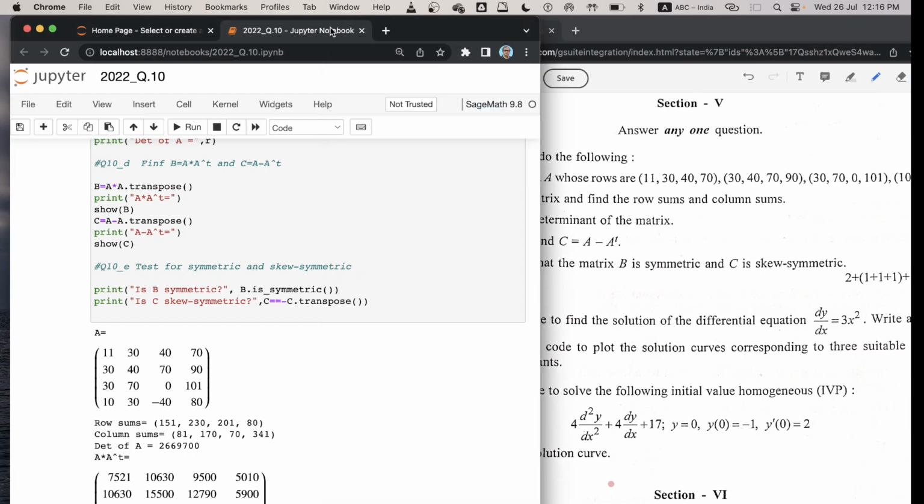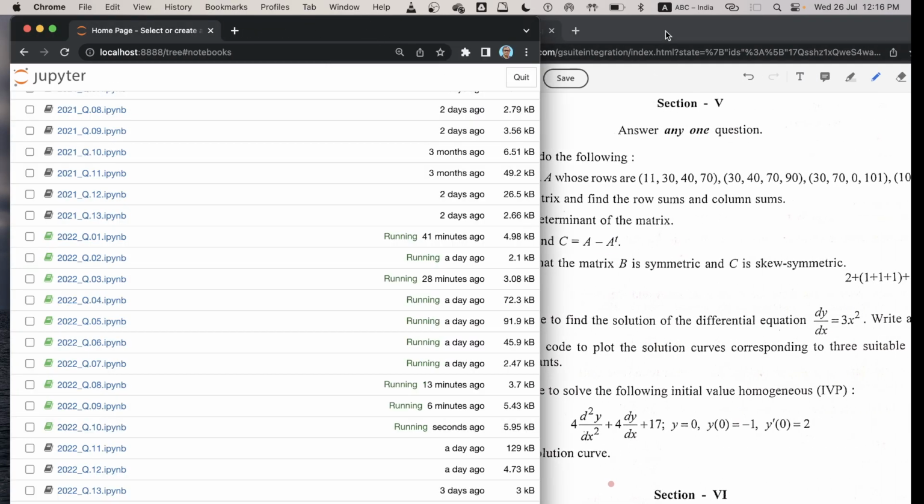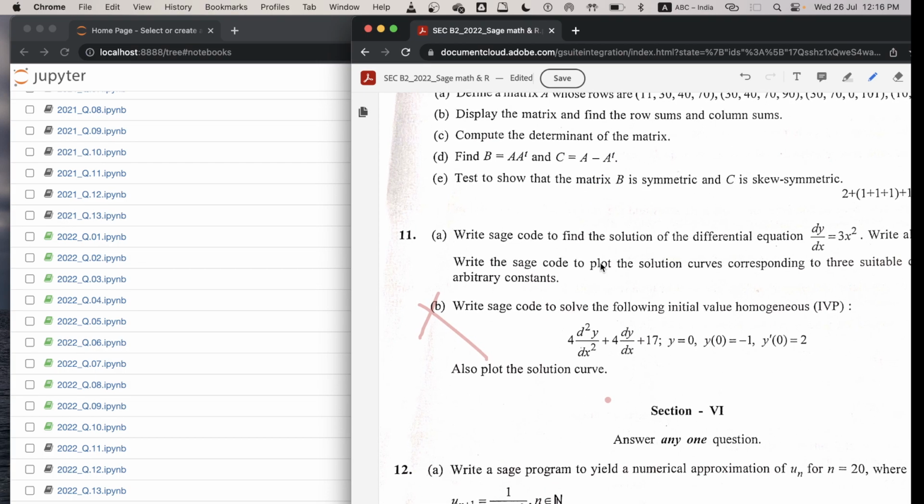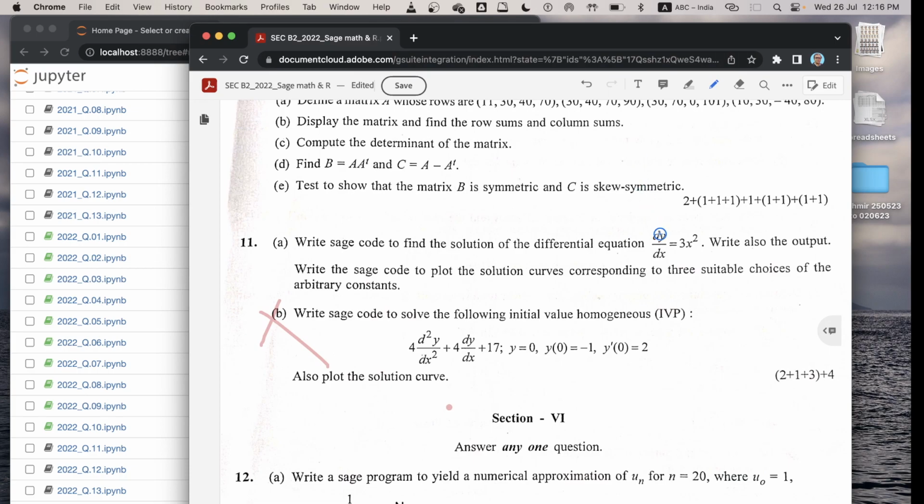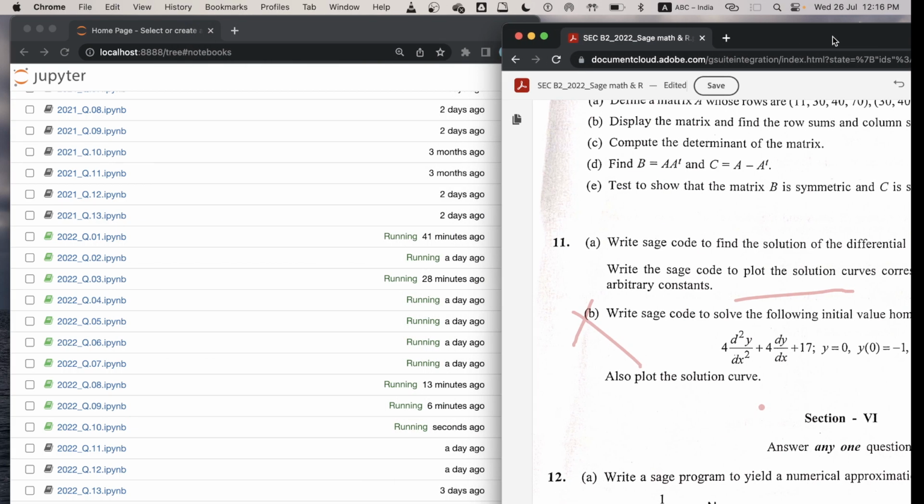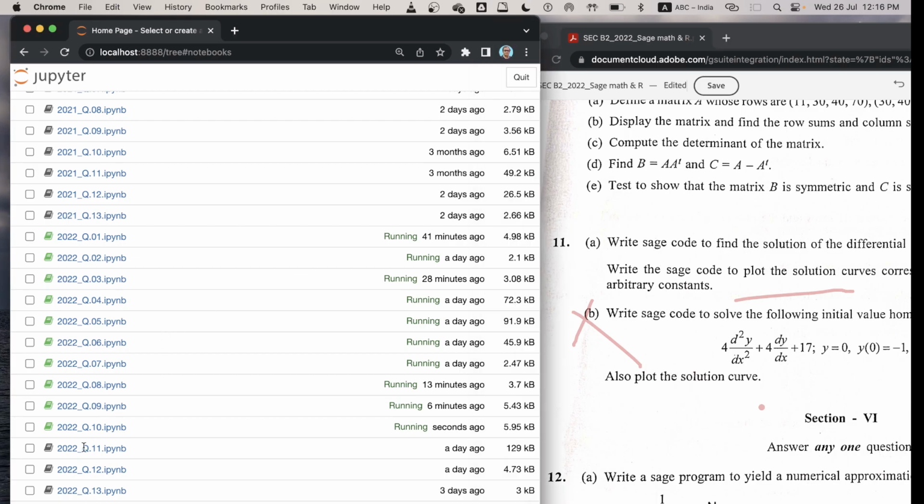Next question, 11a. Write a Sage code to find the solution of the differential equation dy/dx equal to 3x squared. Write also the output. Write the Sage code to plot the solution curve corresponding to three suitable choices of the arbitrary constant. So, question number 11.